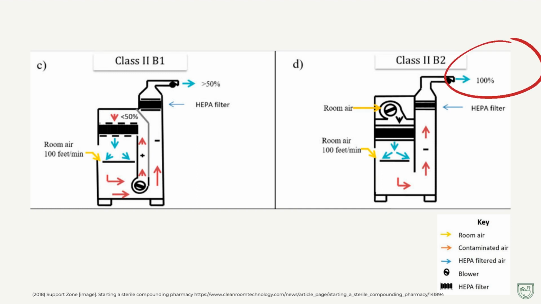In the B subtypes of Class 2 biosafety cabinets, more air is exhausted outside than the A subtypes. B1 exhausts 50% of the air, whereas B2 exhausts 100% of the air. Hence why the B2 subtype is reserved for volatile substances being compounded. Otherwise, as per the USP 800 standards, for most hazardous drugs, subtypes A2, B1, and B2 are acceptable cabinets for compounding.